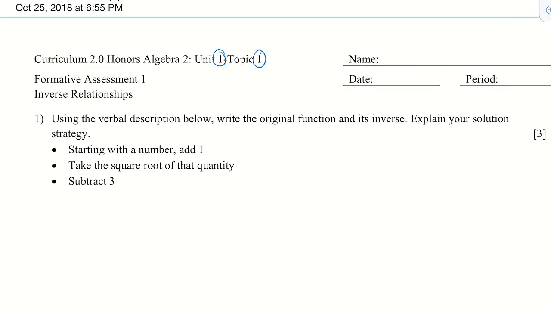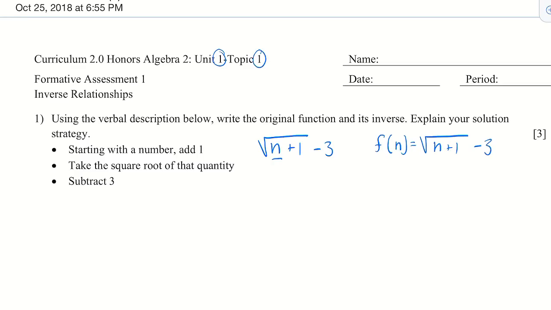So it says, using verbal descriptions below, write an original function and its inverse, explain your solution strategy. So what I'm going to do is start off with a number. I'm going to call that n, and I'm going to add 1 to that. Then the second step is it says take the square root of that quantity. So I'm going to place the square root over the whole quantity, and then I am going to subtract 3. So this is going to be our first function. And since I'm using n as my independent variable, I'm going to say f of n is equal to square root of n plus 1 minus 3.